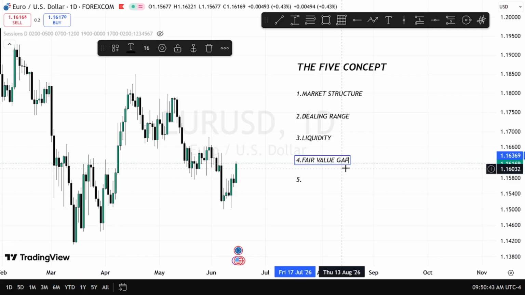Fair value gap. The fair value gap is an inefficiency in the market that markets will always reprice to balance, right? It's called inefficiency, fair value gap, or FVG. It can also be called imbalance. Fair value gap is a space or a gap that the market leaves, then it comes back to fill it, right? So we could have a bullish fair value gap, a bearish fair value gap.